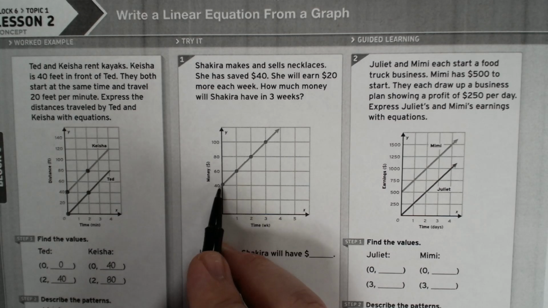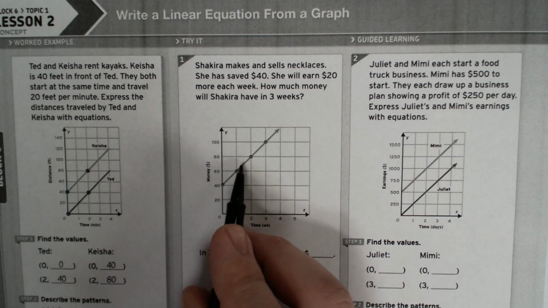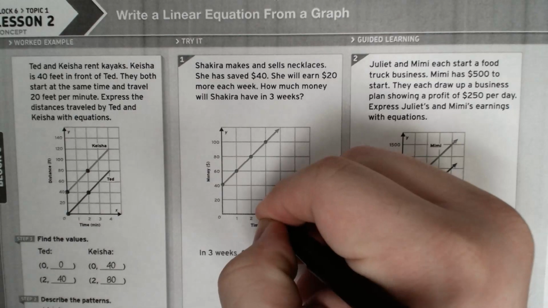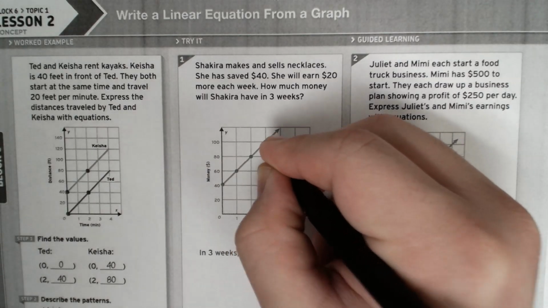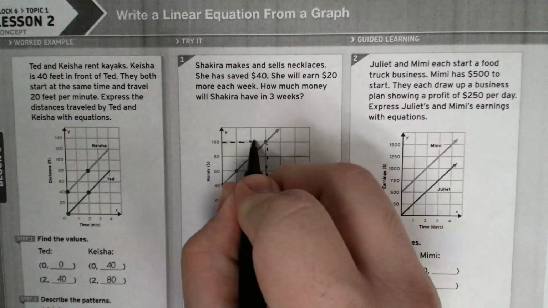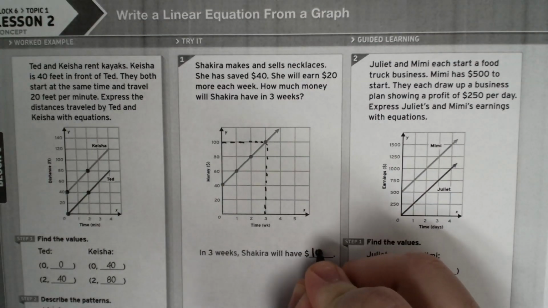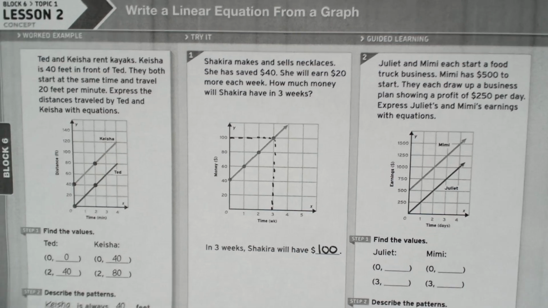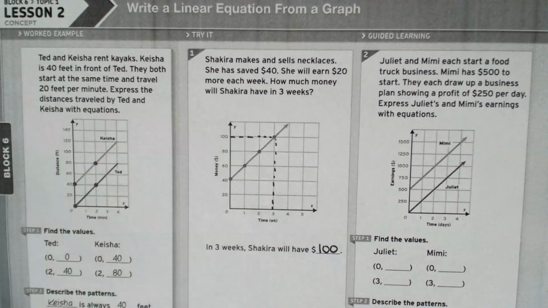And then she will save $20 each week. So the graph is going up $20 the first week and up $20 the next week and up $20 the week after that. So 3 weeks would be $100. You could also think of it like, hey, after 3 weeks of saving $20 a week, she saved $60, but she already had 40 in her bank. So the 40 she already had plus the 60 she got over those 3 weeks adds to 100.